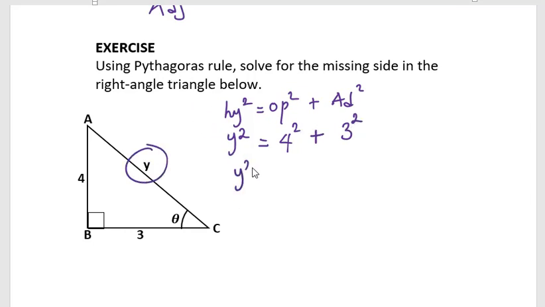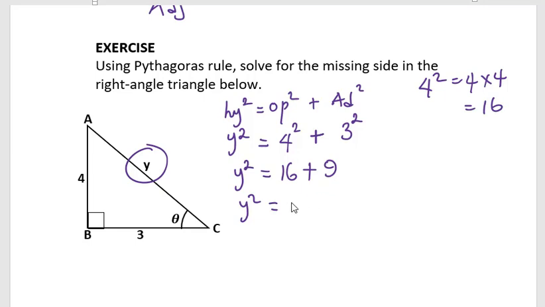So y squared is a variable, we can't tell what it is, you can just keep it here. 4 squared means 4 multiplied by 4, which is 16. It means 4 in 2 places, that's from index or indices. Plus 3 squared is 9, which means 3 times 3. So y squared is equal to 16 plus 9, which is 25.